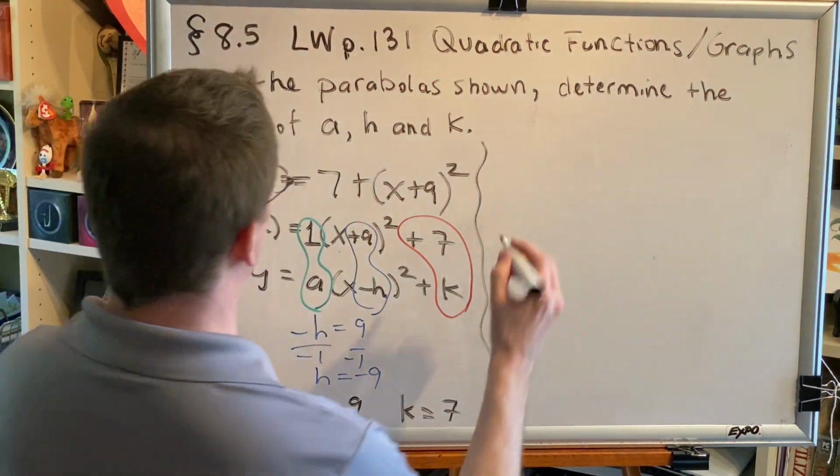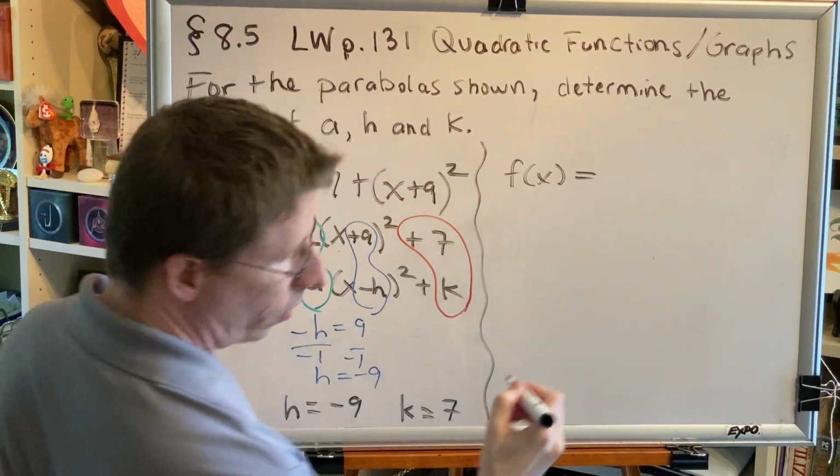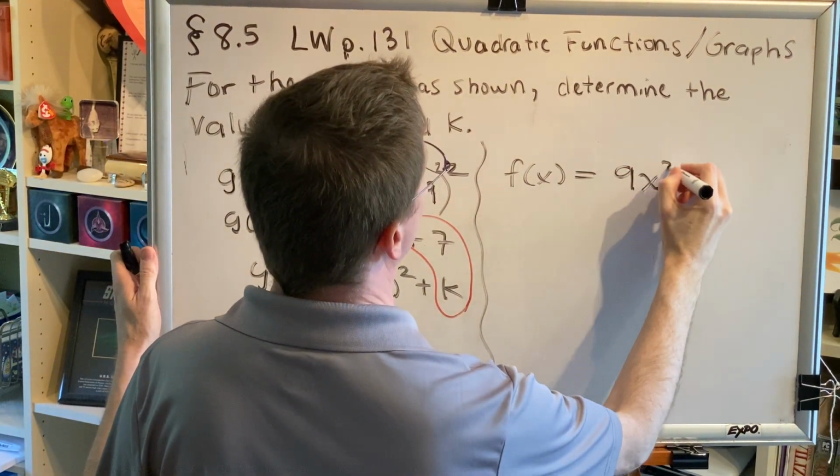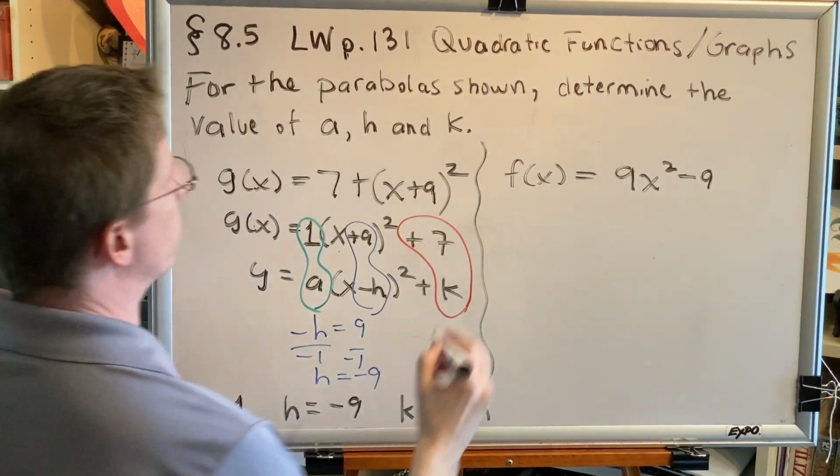All right, next. f(x) = 9x² - 9. And this problem comes with a hint.